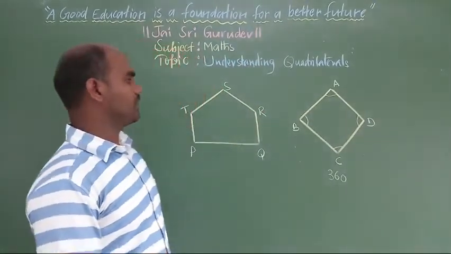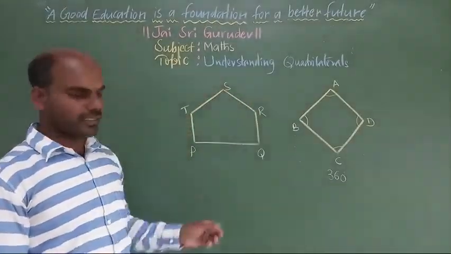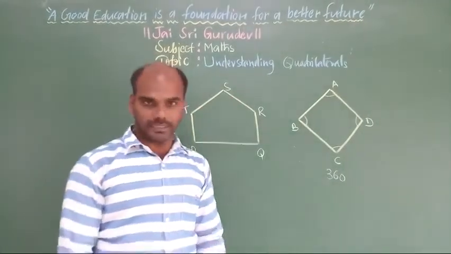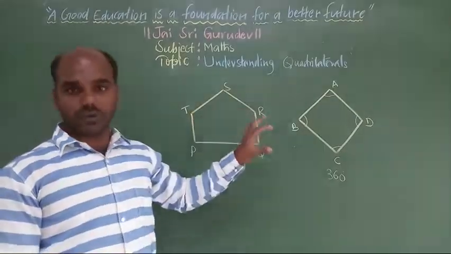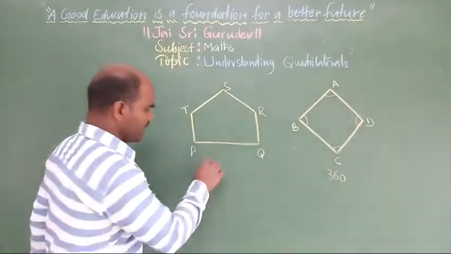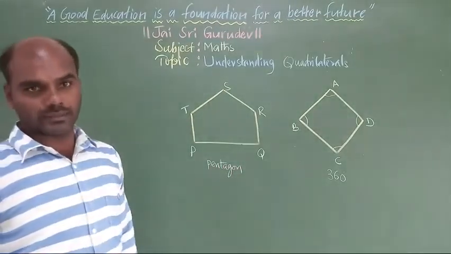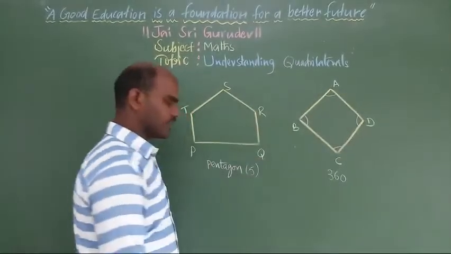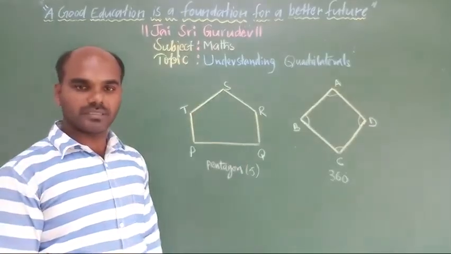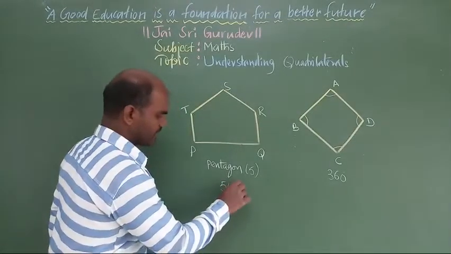Now, here, how many sides are there, children? P, Q, R, S, T means 1, 2, 3, 4, 5. 5 sides. If you have 5 sides, we call it a pentagon. Yes or no? Next, what is the sum of the 5 angles of the pentagon? Here we should get 540.